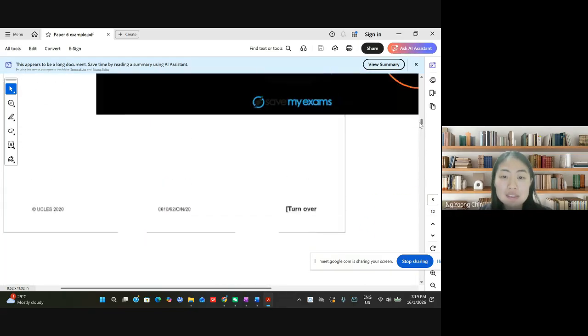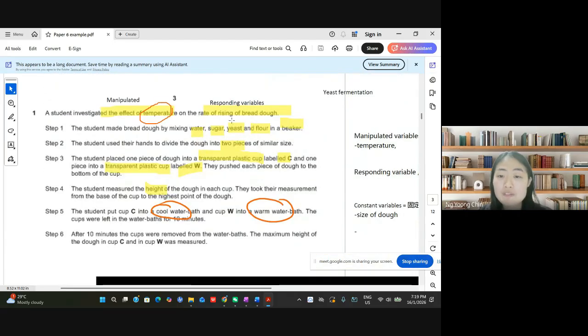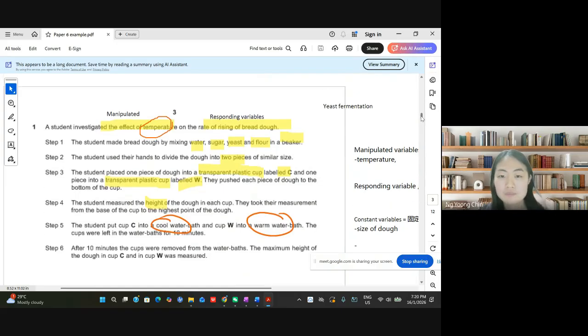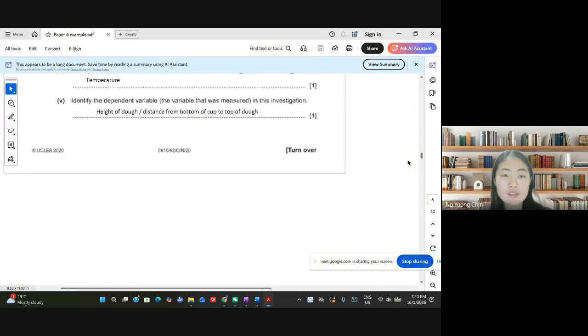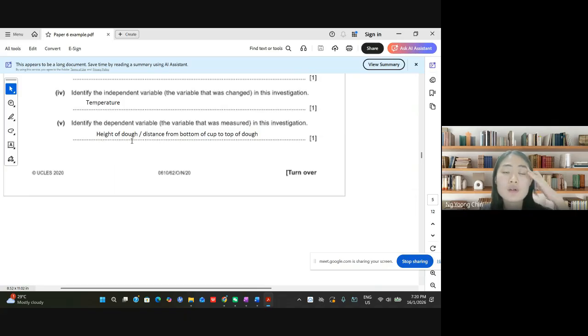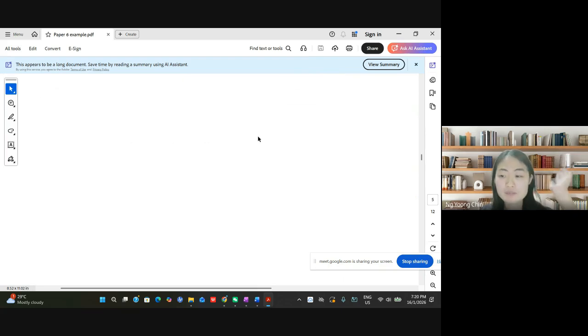So this is the question. They just state the rate of rising of bread dough, but they didn't give you the information that you need to calculate the height of the bread dough by using the ruler. So usually the manipulated variable, you just copy from the question, but for the responding variable, you need to think back to what you actually did in this experiment. So that's all. You can write height of dough, or you can say distance from the bottom of the cup to the top level of the dough, that also works.